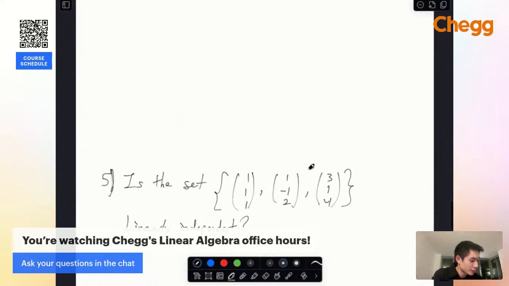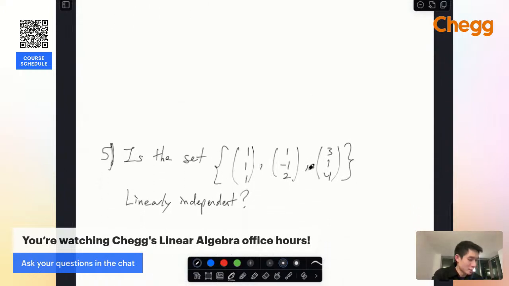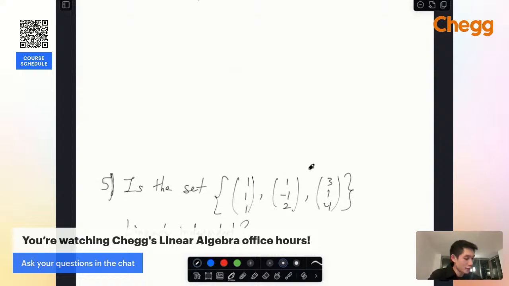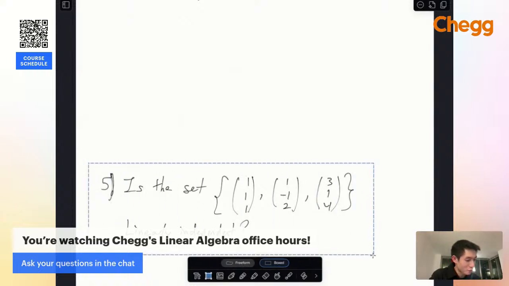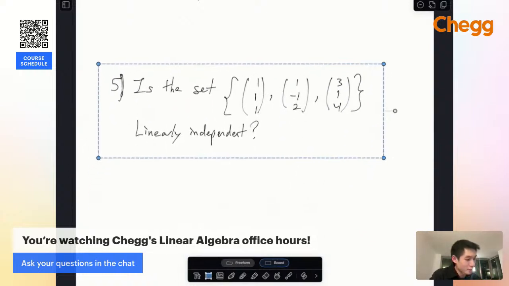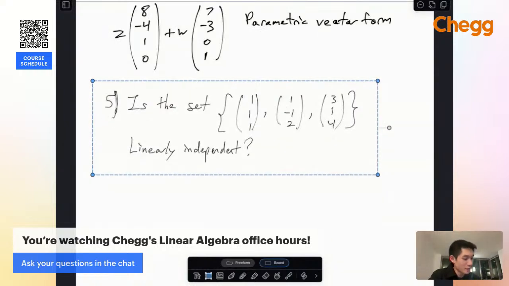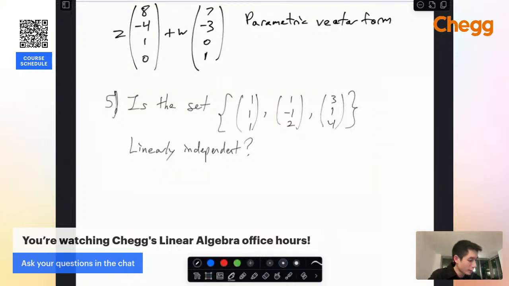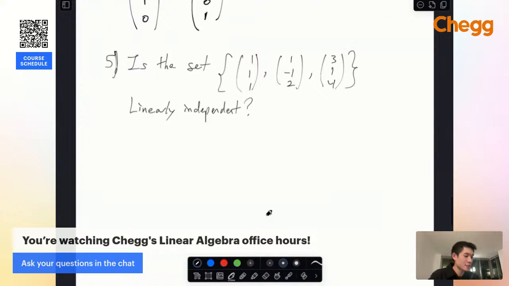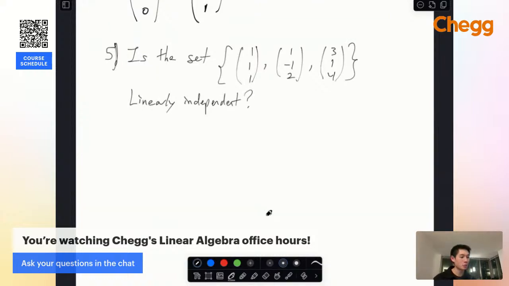Okay, so another question I have is on a slightly different topic. I should not say unrelated because it's very related, which is the matter of linear independence. So here I just have a set of vectors: (1, 1, 1), (1, -1, 2), and (3, 1, 4). And I have the question, is it linearly independent? And so let's try to answer this question.